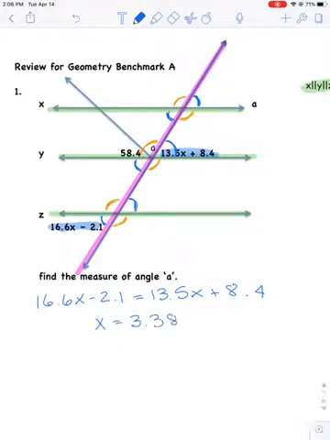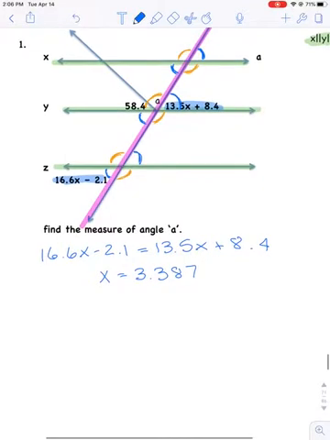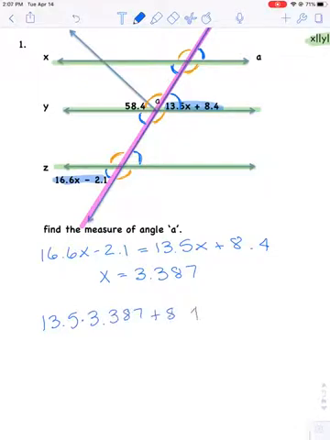When you solve it, you get x equals 3.387. So obviously there's work in between, but I'm just not going to waste your time and show all that work. Once I have x, I can find what the value of those two angles are. So I'm going to substitute x in. 13.5 times, instead of x, I'm going to say 3.387 plus 8.4. And when you solve that, you get 54.1245. So that's what this angle is equal to, 54.1245.